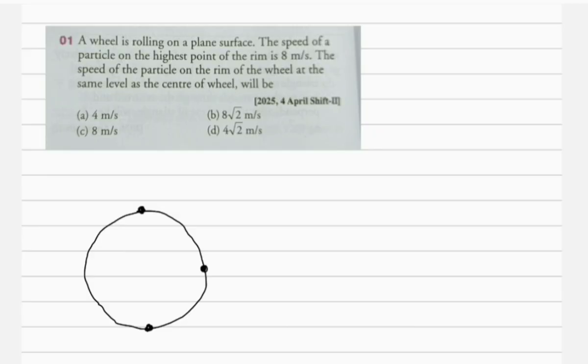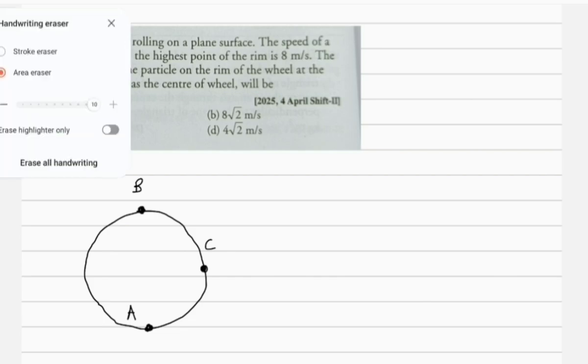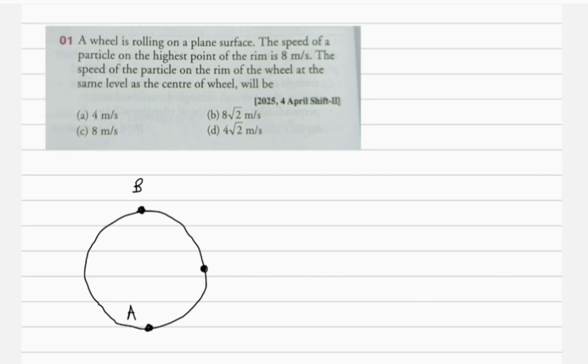Students, let me label this lowest point as A, highest point as B, and the point midway as C. Alright, or we can do one thing, let me label this center as C. Fine, and this point we label as D. So the center is C, and the point you see on the right at the level of the center is D. Will you understand this, students?